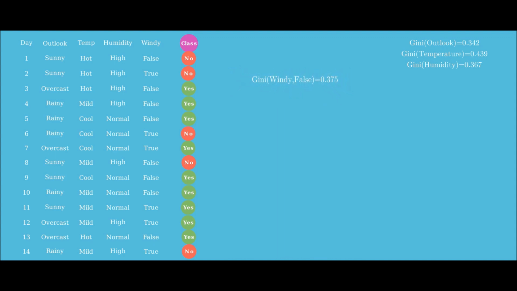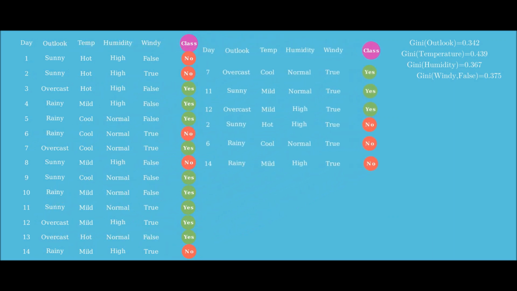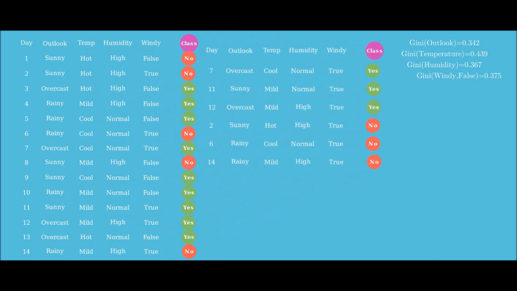Now Gini index for feature windy value true would be calculated, in which you can see that there are 6 instances, and about the classes, 3 are of type yes and 3 are of type no. So Gini index would be 1 minus 3 upon 6 whole square minus 3 upon 6 whole square.